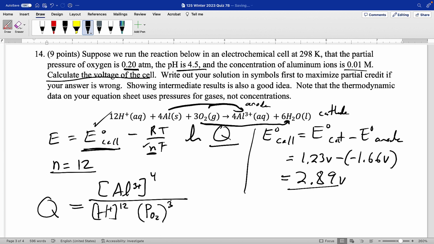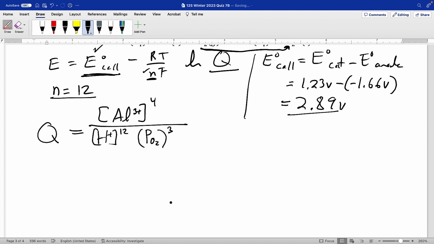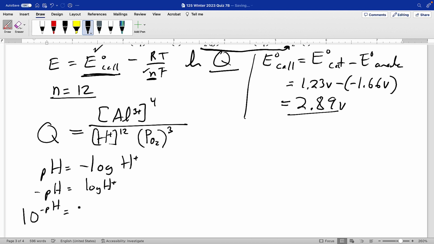Okay, it's not obvious that the default standard state is concentration. So if you converted it to concentration rather than partial pressure, I didn't take off for that. We need these concentrations. Two of them are given, but the hydrogen was given as pH. So we have to remember that pH is equal to the negative log of hydrogen ion. So negative pH is equal to the log of hydrogen ion, and the inverse operation for base 10 log is 10 to the x. So 10 to the negative pH is equal to the concentration of hydrogen ion.